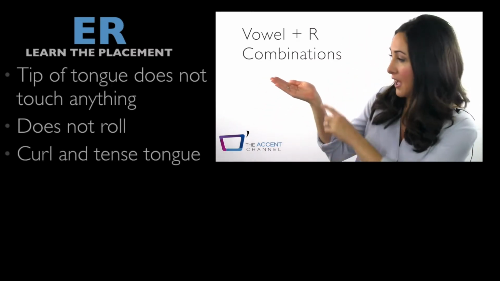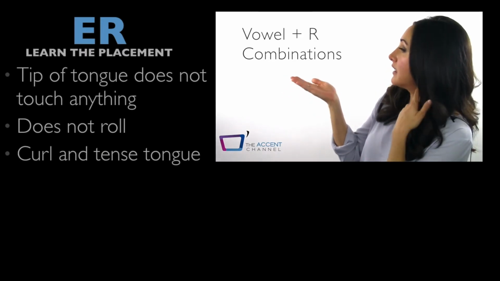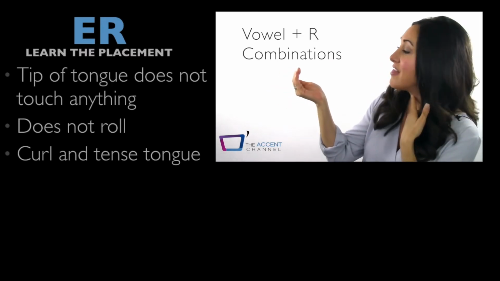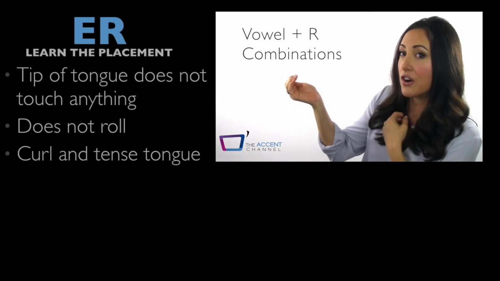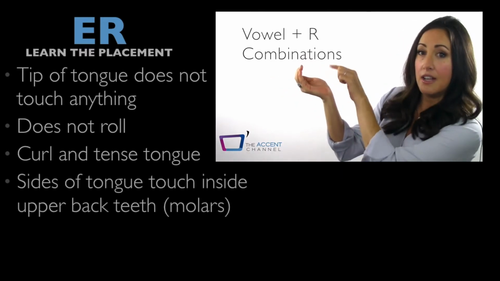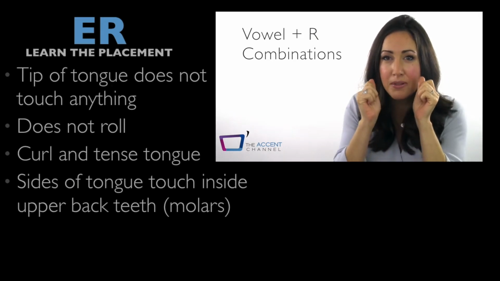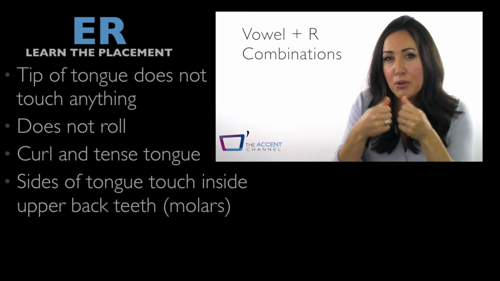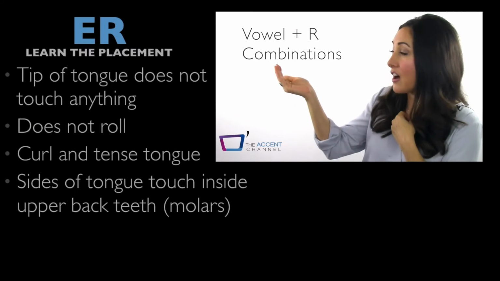You will curl your tongue. This is your tongue. This is where it's attached to your throat. So this would be like my tongue here. You curl your tongue so that it forms this shape inside your mouth. It tenses up and curls. The sides of your tongue touch inside your upper back teeth. So it's up, tense, and gets a little bit wide. It's like the sides of your tongue are pushing against your upper back teeth or your molars.